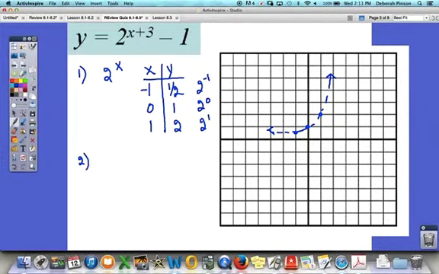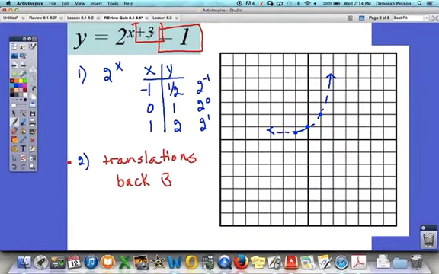Okay, now the second thing you want to do, and I'm going to put this in red, is you want to do your translations. Now in my case, I need to deal with this and this. I'm going to move it back 3, opposite of the direction you'd think, and down 1. So I'm going to take this parent function and I'm going to move everything back 3, 1, 2, 3, down 1. All 3 of my points. Back 3, 1, 2, 3, down 1. This is going to be my final graph.